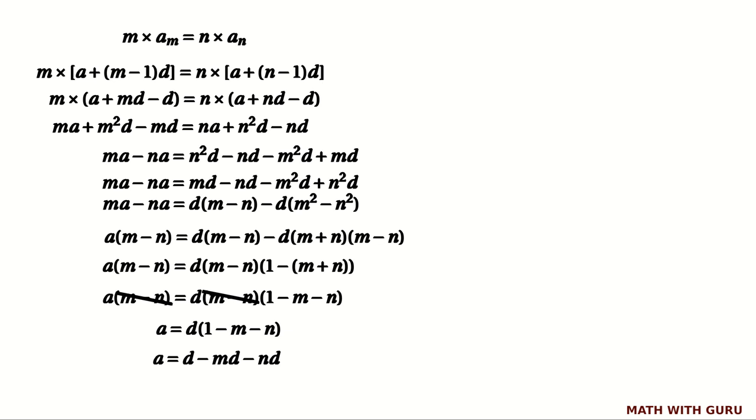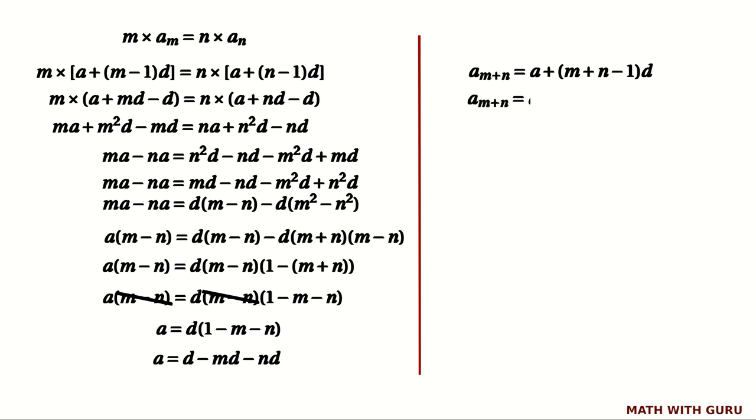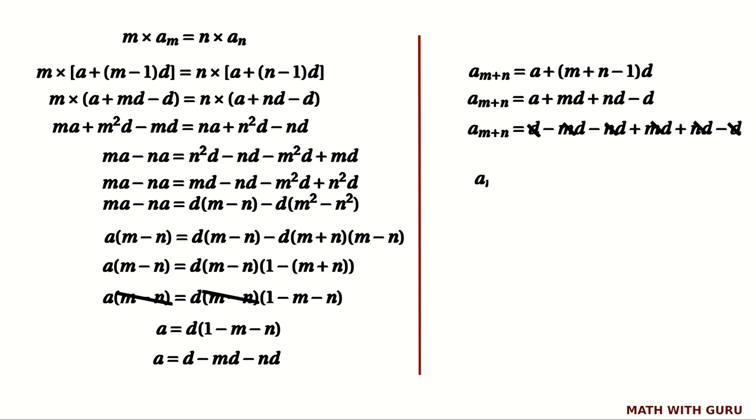So a equals d minus md minus nd. Now a_(m+n) equals a plus (m plus n minus 1) into d. A_(m+n) equals a plus md plus nd minus d. Substitute d minus md minus nd in place of a. Now d minus d minus md plus d minus nd plus nd, they all get cancelled to give us 0.